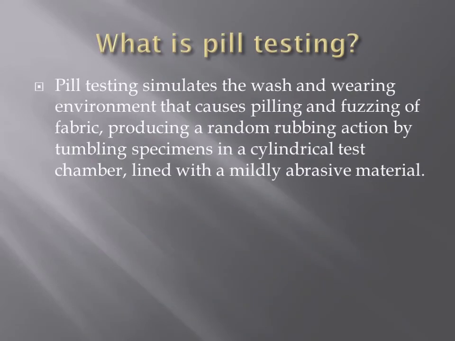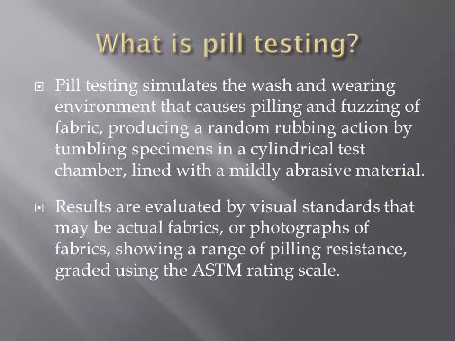Peel testing simulates the wash and wearing environment that causes peeling and fuzzing on fabric, producing a random rubbing action by tumbling specimens in a cylindrical test chamber lined with a mildly abrasive material. Results are evaluated by visual standards that may be actual fabrics or photographs of fabrics showing a range of peeling resistance, graded using the ASTM grading scale.